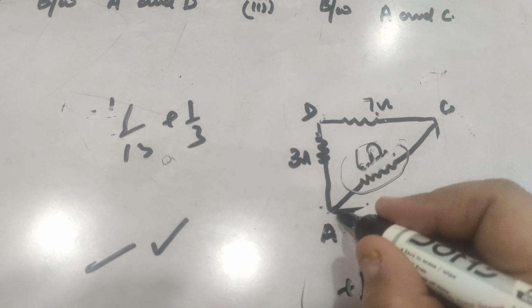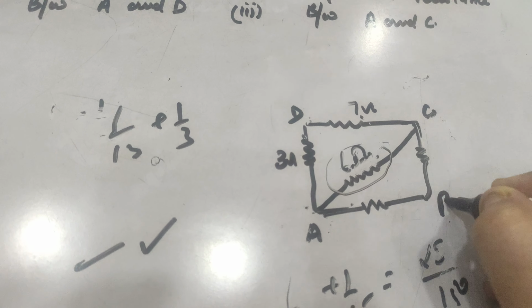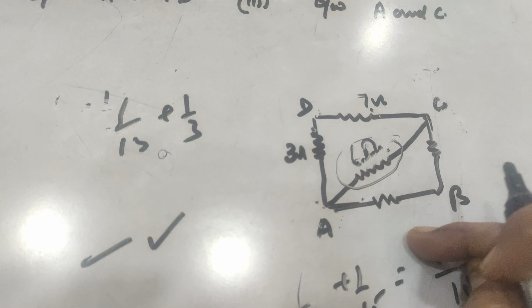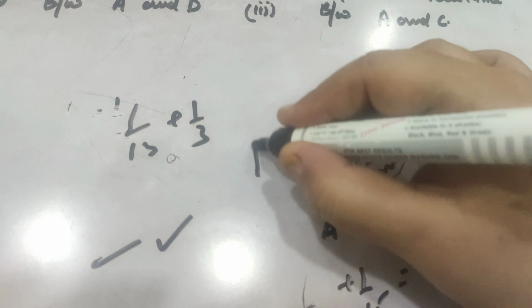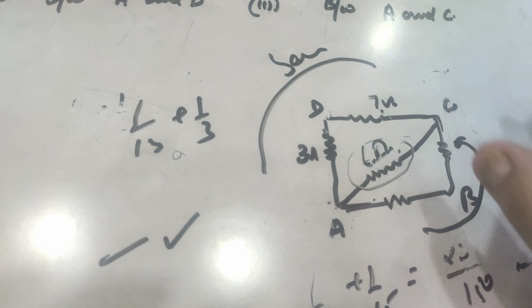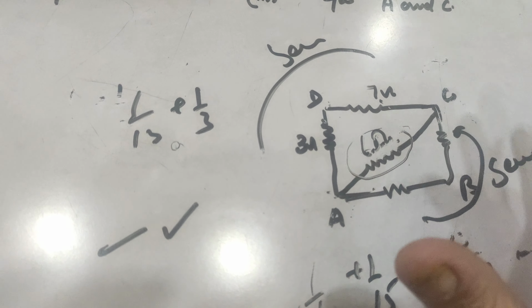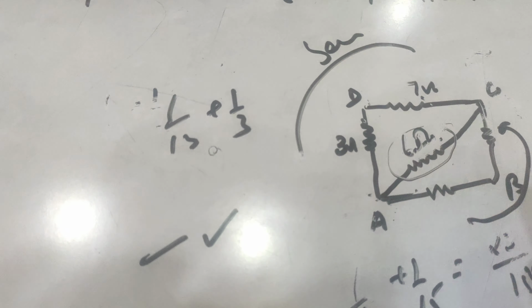Similarly, when we want to find out across AC, it is a clear-cut diagram. Along AC, this is in series. This is in series. This is also in series. While this combination and this one, all three are in parallel. So using the suitable formula, we can calculate the value across AC.